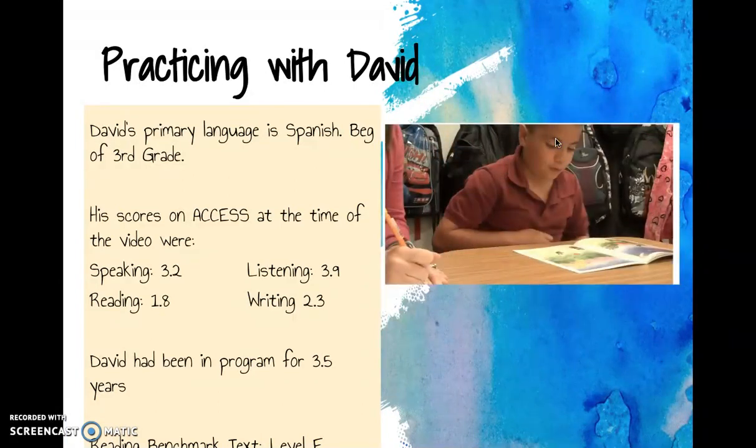We are going to practice and apply our Miscue analysis process with a student. But first we need to know a little bit about the student we are watching. This is David. David's primary language is Spanish. This video was taken at the beginning of 3rd grade. At that time, David's scores on Access were as follows.